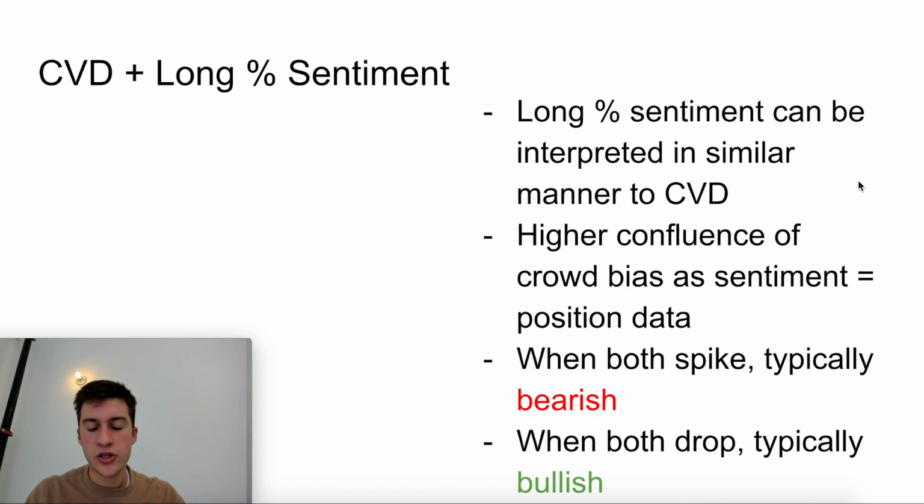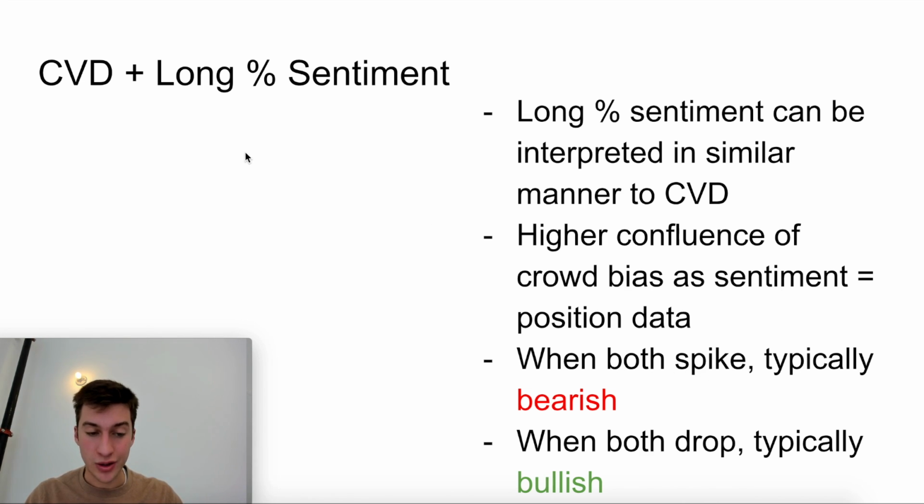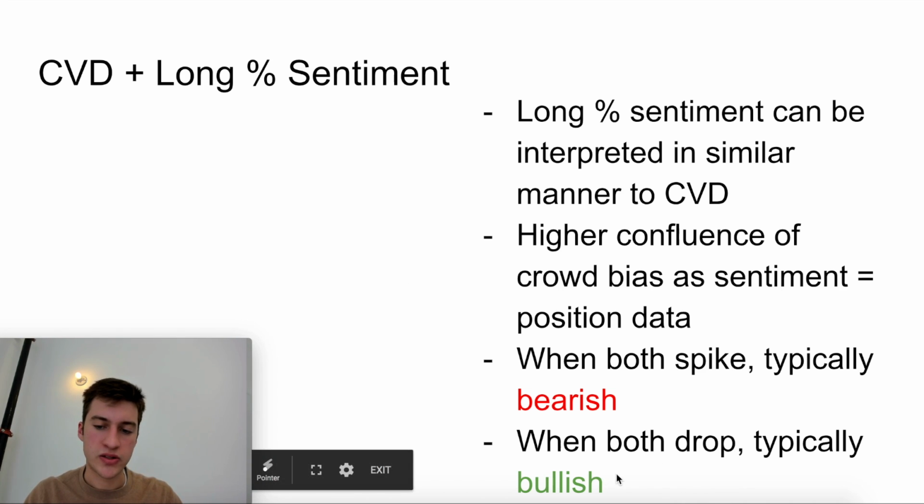Using these in conjunction with each other is going to give us greater confluence and greater probability in our trades. So, like I had said before, when both CVD spikes and long percent sentiment spikes, that's quite a bearish sign. When both CVD massively drops and long percent sentiment massively drops, that's typically going to be quite bullish. Again, if you see a rapid drop in price as sentiment goes down and as CVD goes down, that'll probably just be a downtrend. But when we see these more average moves, or these low tail moves, or these moves that don't really move at all, and we see a rapid drop in CVD and a rapid drop in sentiment, we know that price is typically going to be bullish and reversal is afoot.